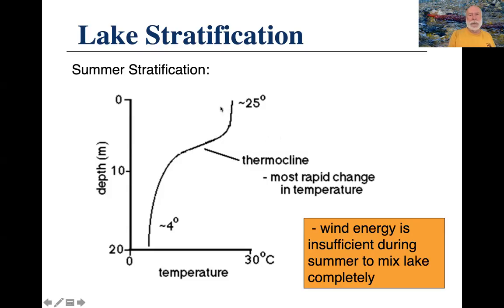Now, also, in the middle of summer, the wind will blow over the surface of the lake, and it's likely to mix this uppermost part of the lake. But the wind energy is not going to be sufficient to fully break down stratification. We will have two distinct layers. The wind will mix, maybe the upper few meters of the lake, but it's not going to mix all the way down to the bottom. Wind energy is insufficient during summer to completely mix that lake.